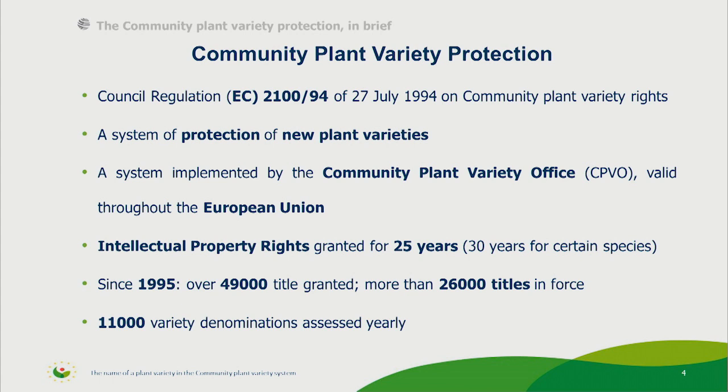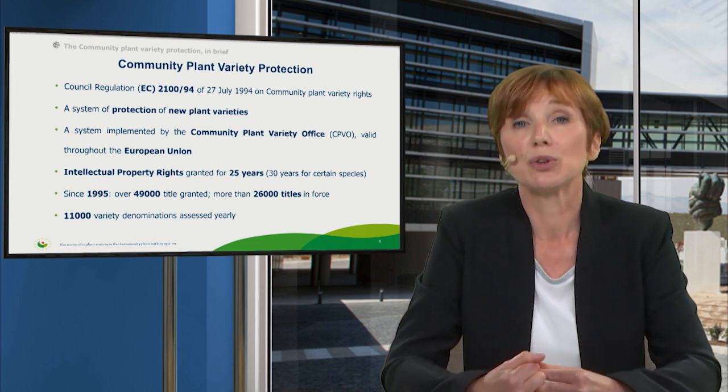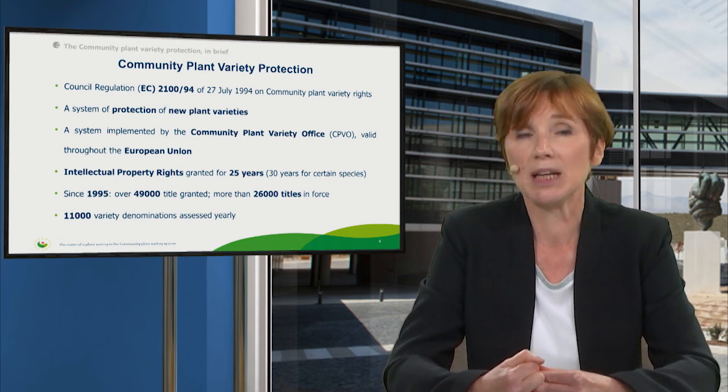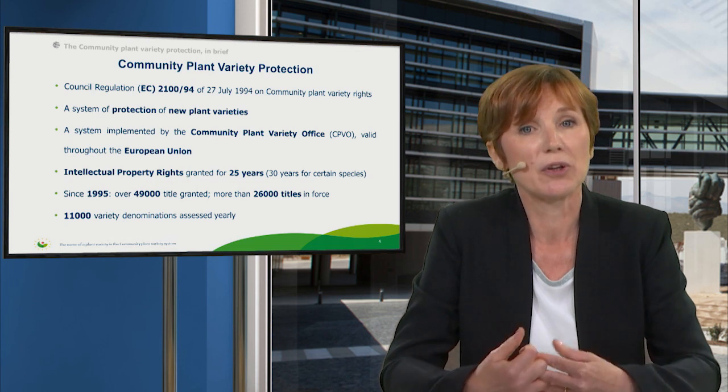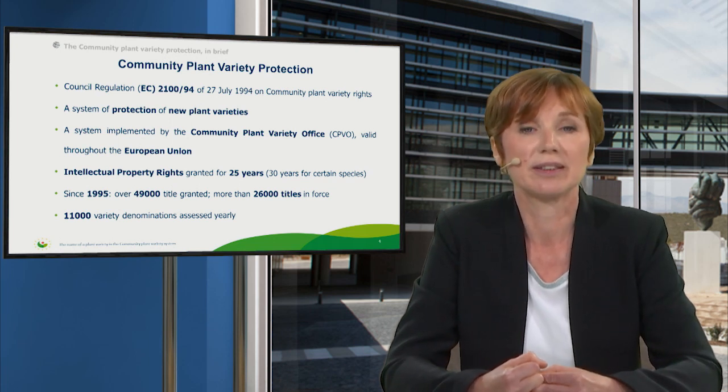So the Community Plant Variety Protection System was established in 1994 by the Council Regulation 2094, which is based on the 1991 version of the UPOV Convention. UPOV is the International Authority for the Protection of the New Plant Varieties. So this Council Regulation aims to encourage the creation of new plant varieties by providing a better intellectual property protection to the plant breeders. This system is managed by the Community Plant Variety Office, also known as the CPVO, which is a self-financed EU agency based in Angers in France.